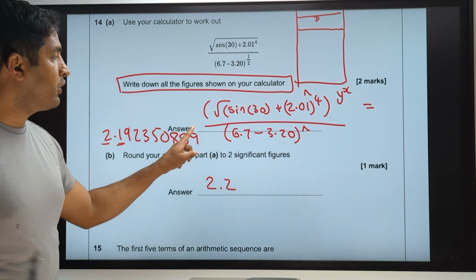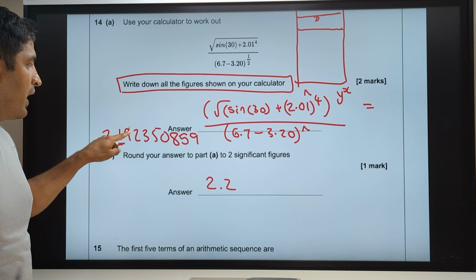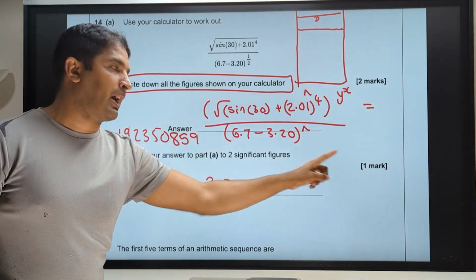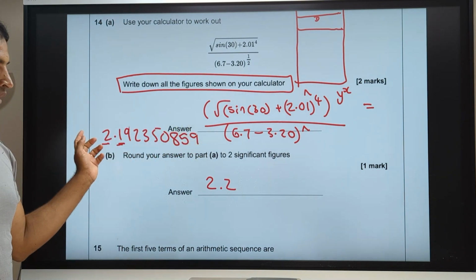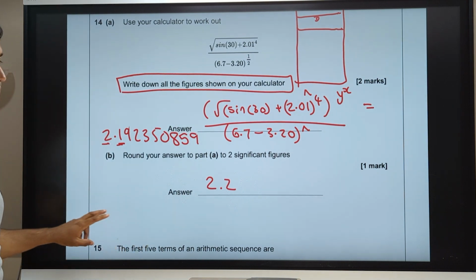So even if you got something wrong here, as long as you put that answer and then rounded that answer to two significant figures correctly, you still get that 1 mark. Even if you got this one completely wrong, you still get that 1 mark. Okay, if not those 2 marks, you should still be able to get that 1 mark.